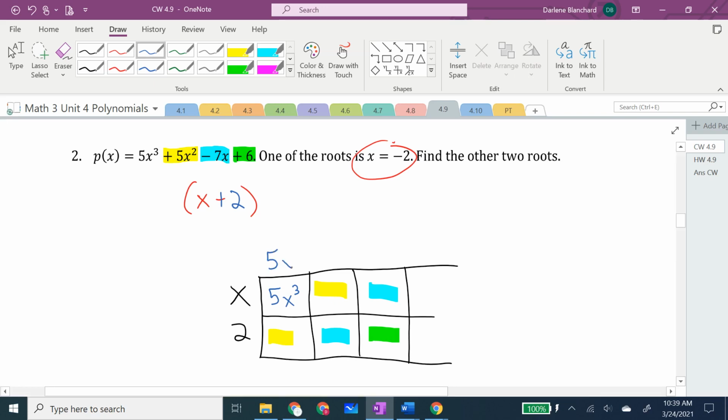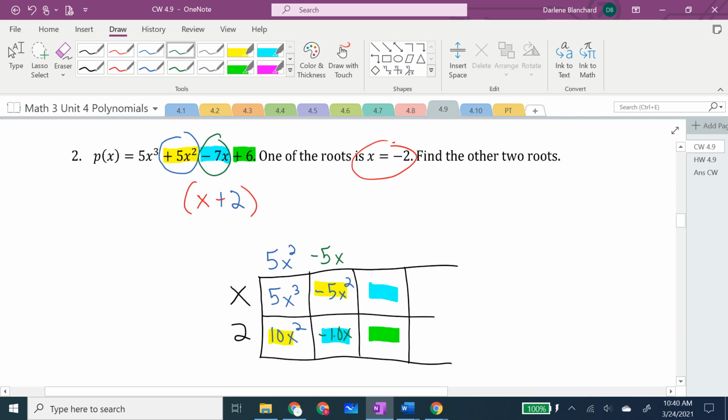X times a 5x squared will give me this box. 5x squared times 2. And then I need to add these diagonally to get a positive 5x squared. So I'm going to have to take away 5x squared from 10x squared to get that. Then x times a negative 5x will give me that negative 5x squared. And there's my 10-minute warning. Negative 5x times 2 gives me a negative 10x.